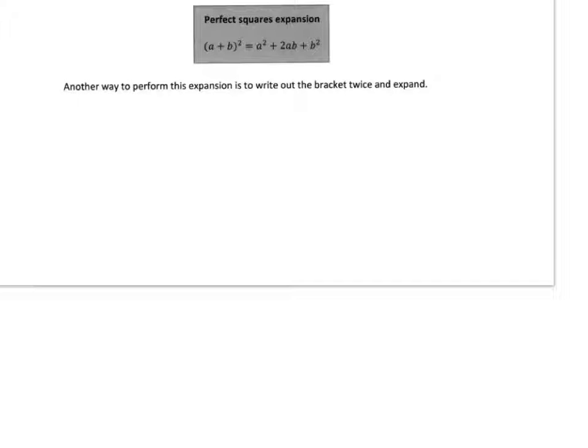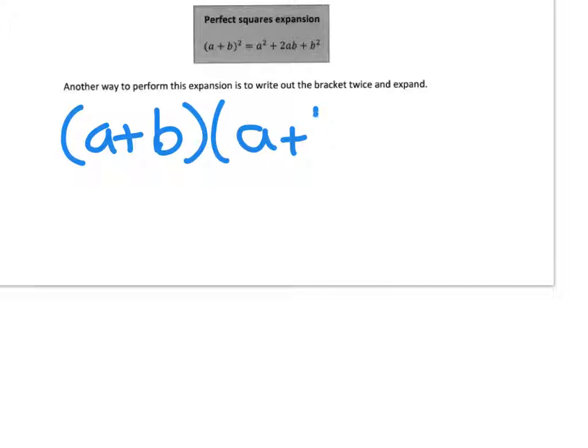So, perfect square expansion. What they're saying you can do here, if you have a plus b in parentheses and then a square outside it, it tells you that your answer is going to be the first one squared plus 2 times the first one times the second one plus the second one squared. So if you're not sure about that, you just recognize that a plus b squared means a plus b times a plus b, if you don't want to remember that pattern.